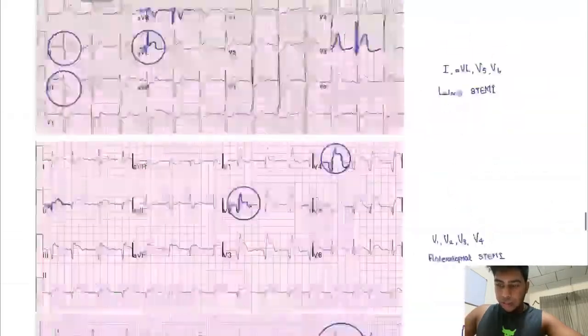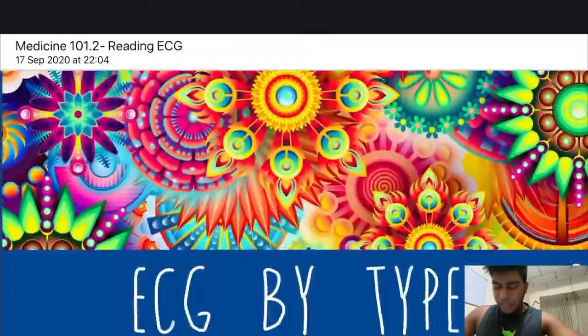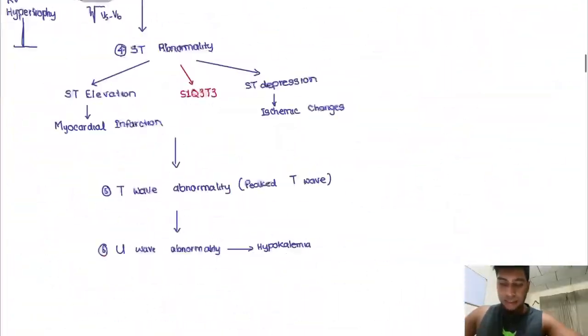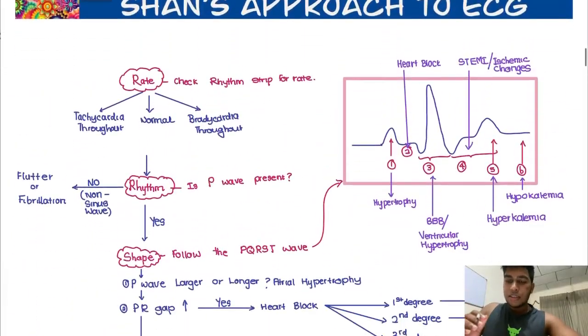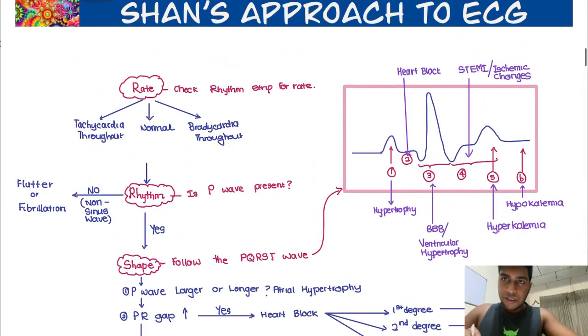Now let's go back to the final review where I tell you exactly how to read ECGs. This is the main thing you need to take out of today's class. First, the 3 rules: rate, rhythm, and shape. First, you need to check the rhythm strip for the rate. Is it fast, is it slow, or is it normal? That's the first thing you look at.